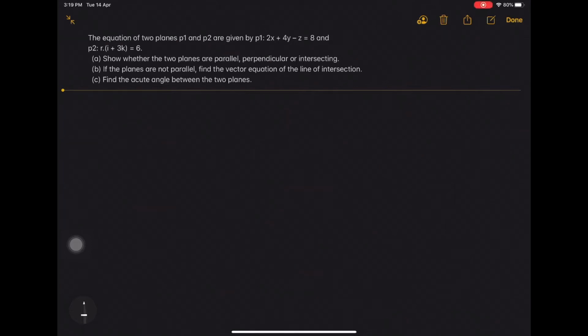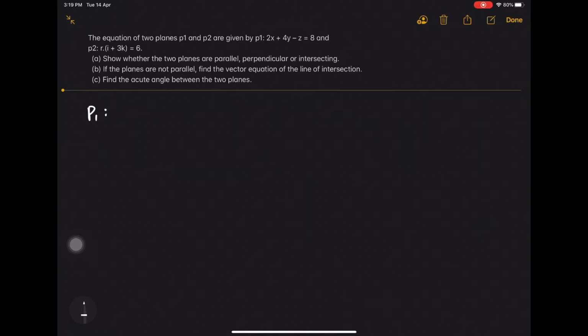Today for vectors, I am going to deal with two planes. Right here I have my equation for plane 1 and plane 2, and I'm going to show whether the planes are parallel, perpendicular or intersecting. To do that, we're going to write down the equation for plane 1 first.